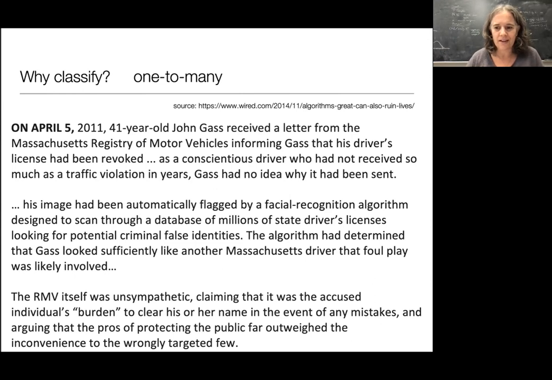So the motor vehicles office was unsympathetic. And again, this is that bias that we're really fighting against here. They bring up this idea that it's the algorithm. When he called, he said, no, this isn't me, I didn't do anything. They said, sorry, it's the algorithm. There's nothing we can do. It's your burden. Right? The onus is on the individual.